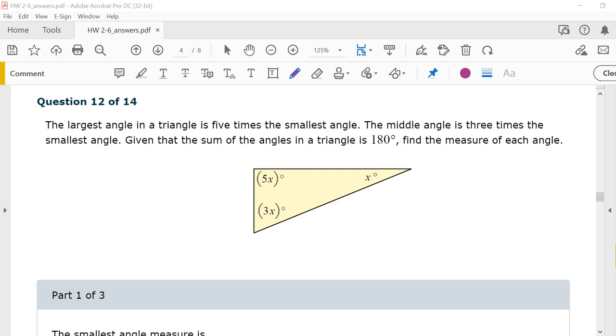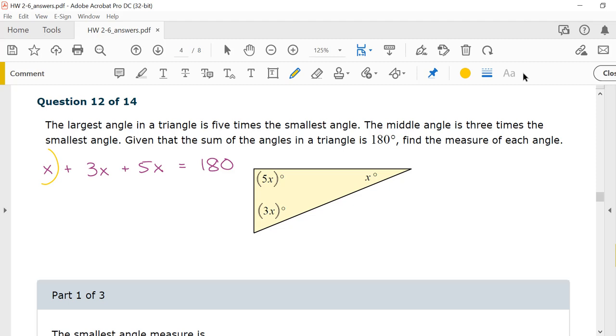Number 12. The largest angle in a triangle is 5 times the smallest angle. The middle angle is 3 times the smallest angle. Given that the sum of the angles in a triangle is 180 degrees, find the measure of each angle. So they've already given you the picture. One angle is x degrees, that's the smallest. The middle angle is 3x degrees, and the largest angle is 5x degrees. If I add those three angles up, x plus 3x plus 5x, I should get 180 degrees.